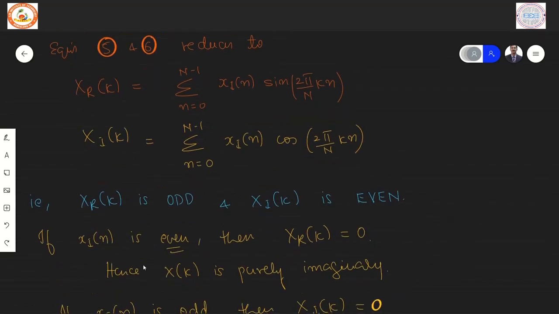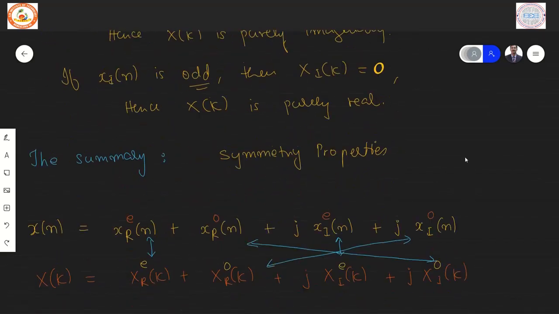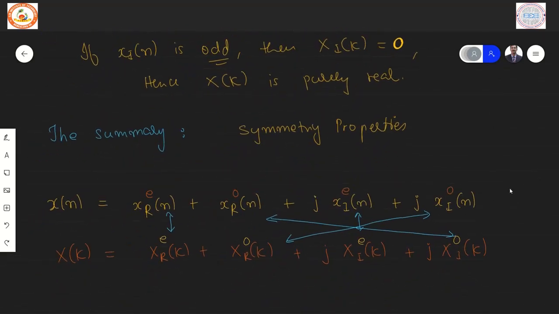And if xi of n is even, then xr of k is equal to 0, and hence x of k is purely imaginary. If xi of n is odd, then xi of k is equal to 0 and x of k then becomes purely real. And we have summarized all the properties that we have just studied.